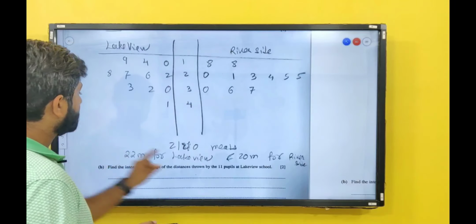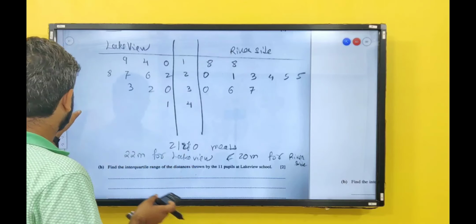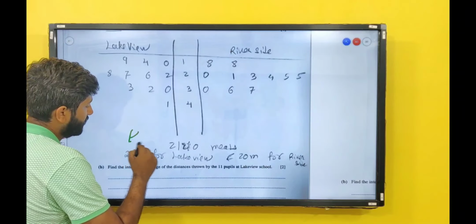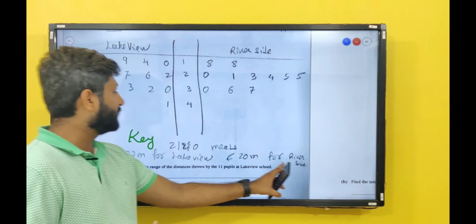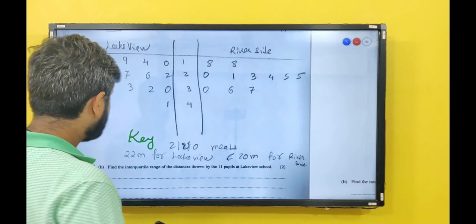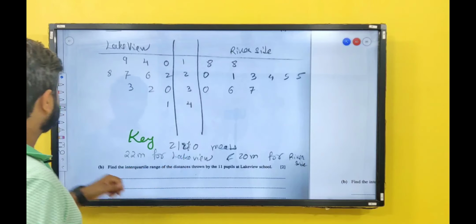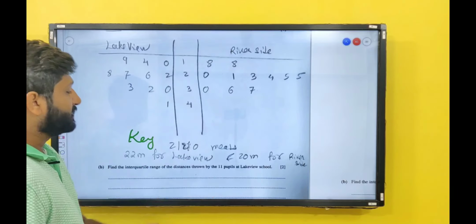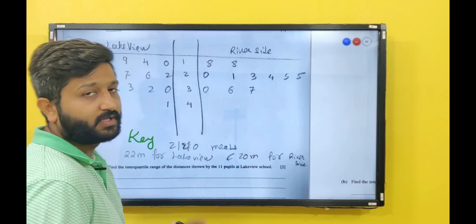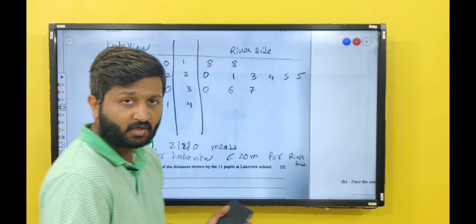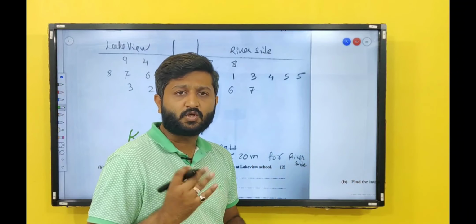I have also mentioned the key: 2|2|0 means 22 meters for Lakeview and 20 meters for Riverside. Next, they are asking us to find the interquartile range of the distance thrown by the 11 pupils of Lakeview. Interquartile range means upper quartile minus lower quartile.